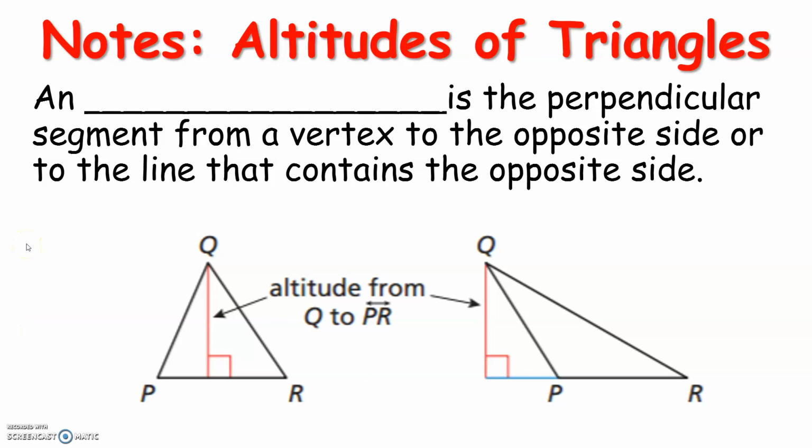All right, so the focus of this lesson is altitudes of triangles. Mathematically speaking, an altitude of a triangle is the perpendicular segment from the vertex to the opposite side, or to the line that contains the opposite side. So in this case, our altitude is here between P and R, but if we have an obtuse triangle, our altitude is actually outside of the triangle because it must form that right angle.